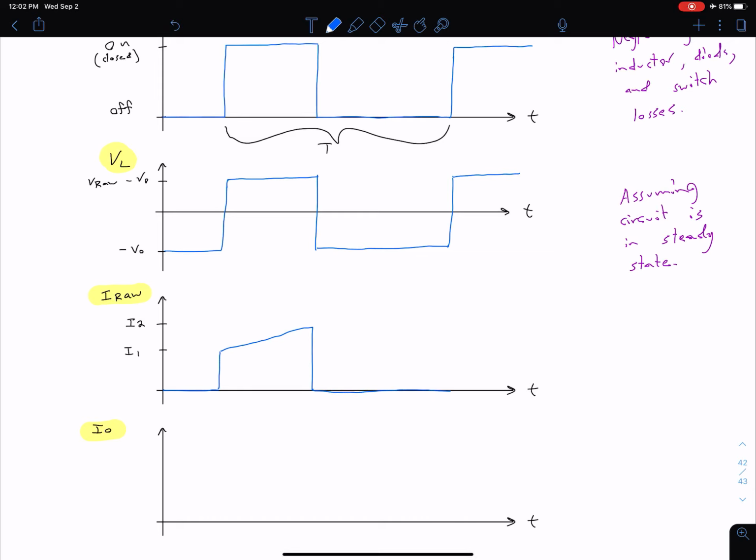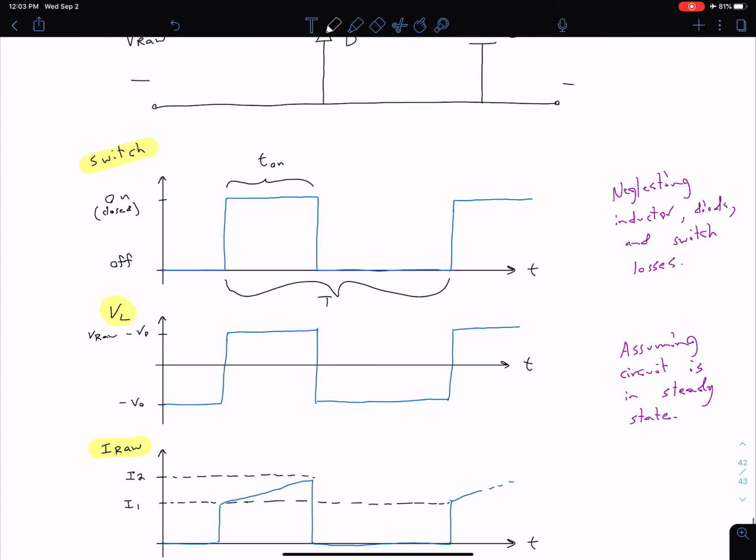And then it jumps back up to whatever our lower level of our current is, the I1. And then it's going to slowly begin charging up towards I2 again. So we get something that looks like that. And just for clarity, let me make some dashed lines. So this level here is I1, and this level here should be I2. So I've kind of missed that a little bit. And this here is also I1. Okay, so that's what our I raw looks like.